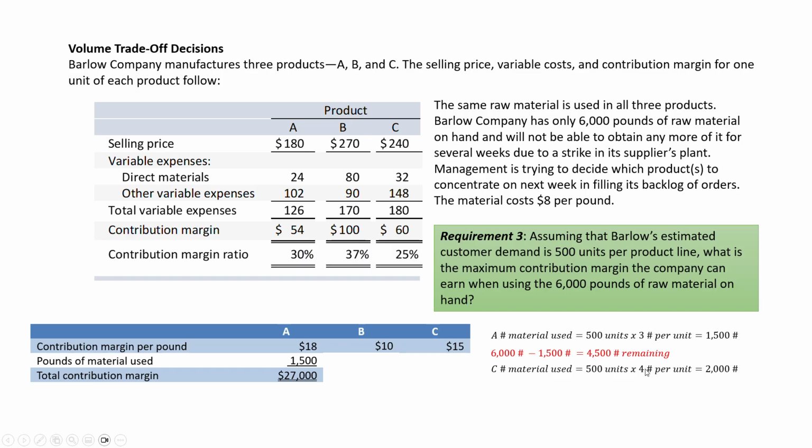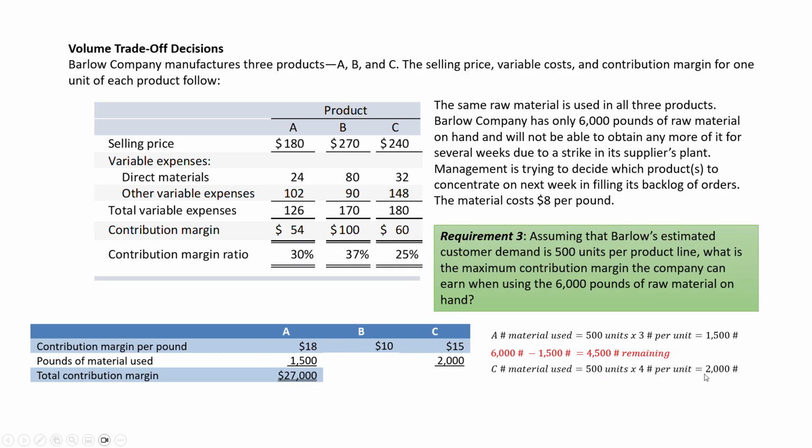I realized that I didn't fully cover this. I was hoping you'd calculate this on your own through the first video. I'll go through this quickly. $32 of material cost for C divided by $8 per pound is 4 pounds. That's how I backed into that. So 4 pounds to make all 500 units of C means I need 2,000 pounds. I have 4,500, so I can make all 500 units of C.